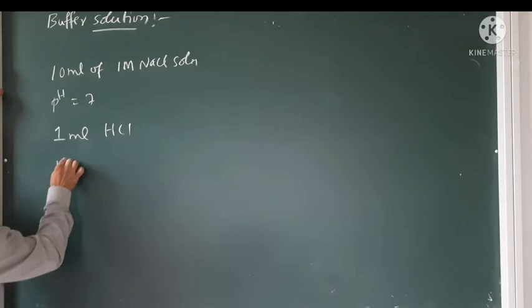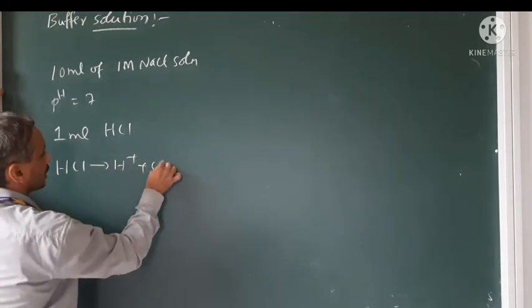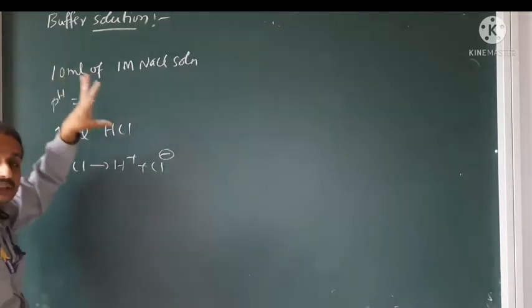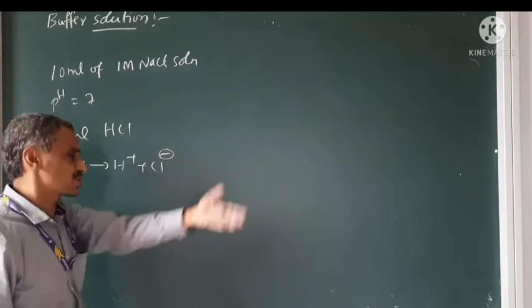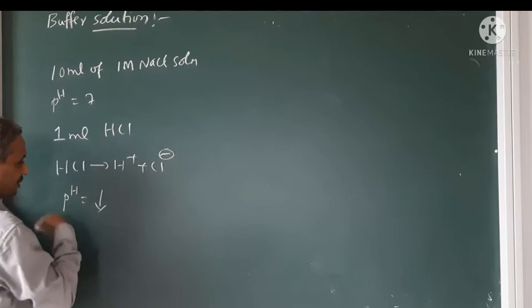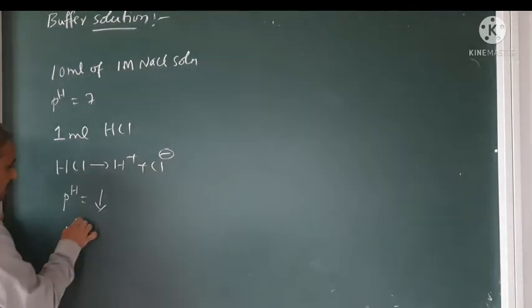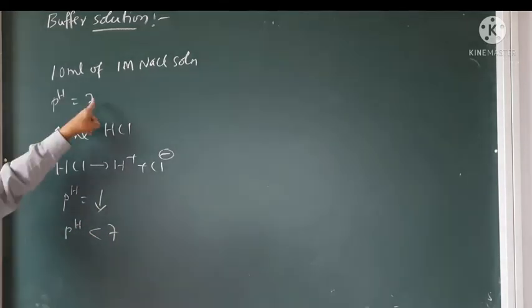As HCl is added, it ionizes and gives H plus and Cl minus. If the H plus ion concentration increases, pH is going to decrease. Definitely the pH will become less than 7. The pH changes.